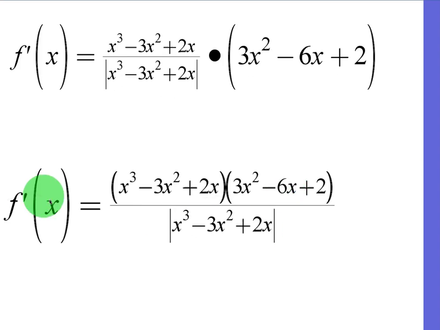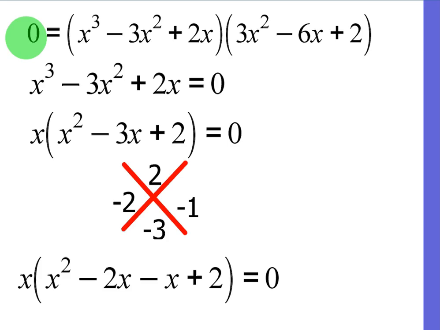And remember, critical points exist where the derivative equals 0 and where it doesn't exist. So the bottom can't be equal to 0, and the top will be equal to 0 when these two factors equal 0. So we're going to have to factor these down even more. For the top, once we set it equal to 0, because that's where critical points occur, we're going to look at each individual factor. Our first factor, we can pull an x out of, and we're left with x squared minus 3x plus 2.